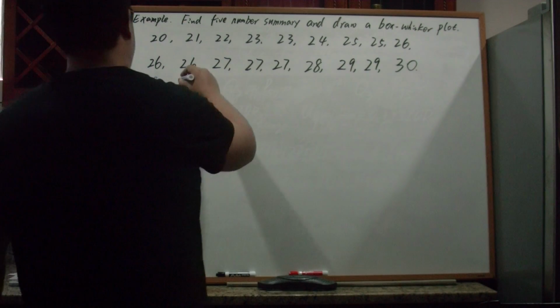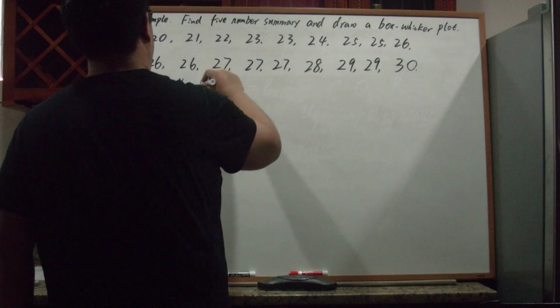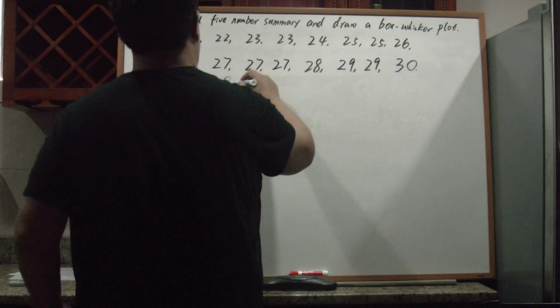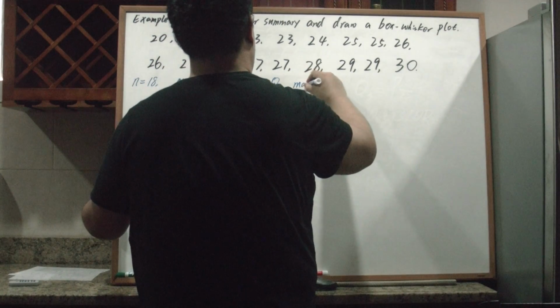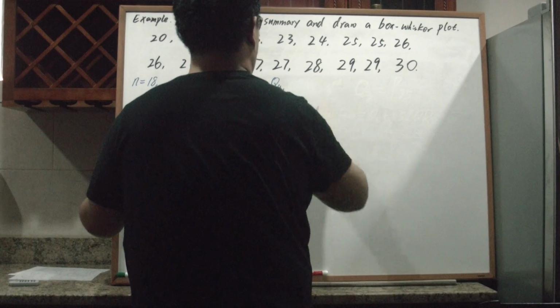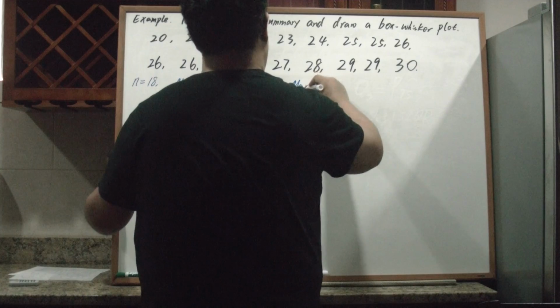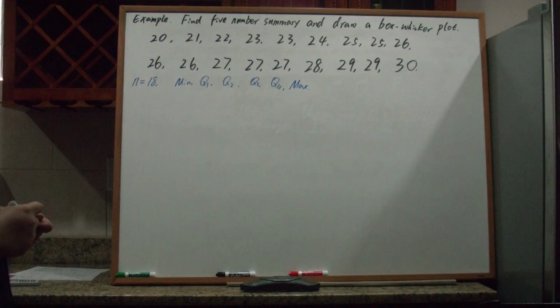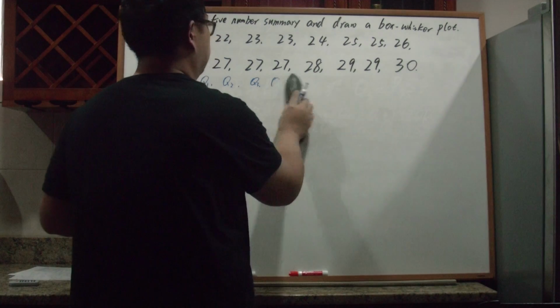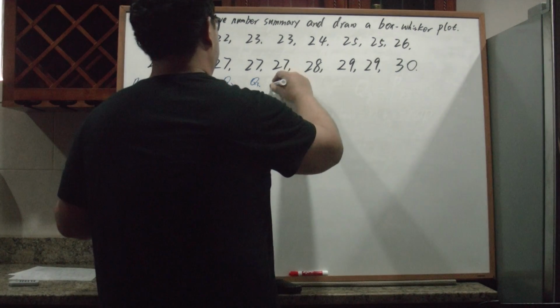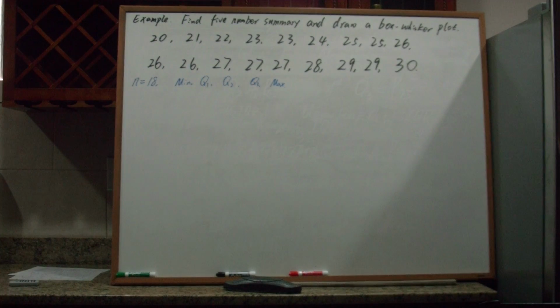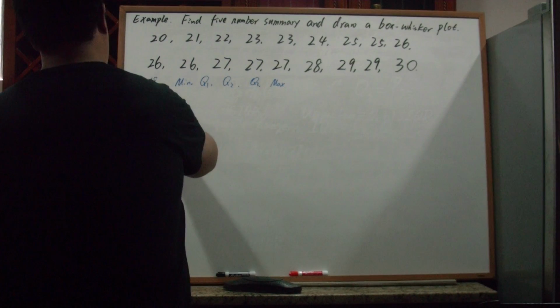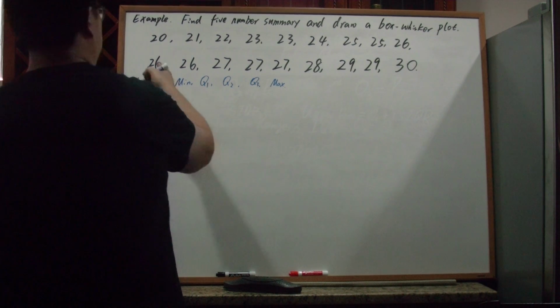So the 5-number summary consists of the minimum, first quartile, second quartile, third quartile, and the maximum. The minimum and maximum are easy to find. Q1, Q2, Q3 are based on the data set. So the minimum in the data set is 20.